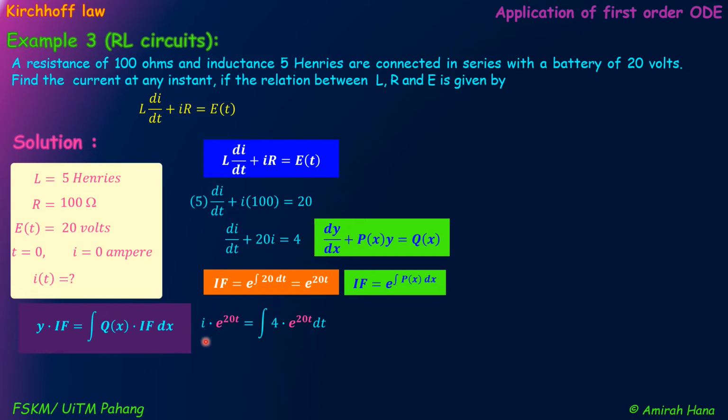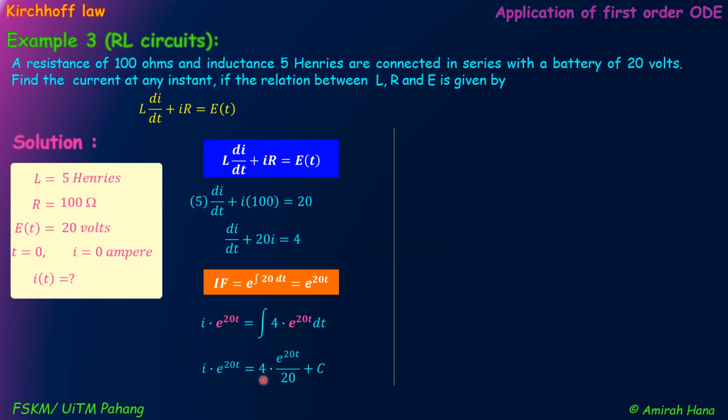So on the left hand side here, we still have I times e to the power of 20t equals to, we have a constant in front here, 4, and then times, after we integrate e to the power of 20t with respect to t, we get e to the power of 20t over 20. Okay, and since this is an indefinite integral, we must put plus c at the back, right?